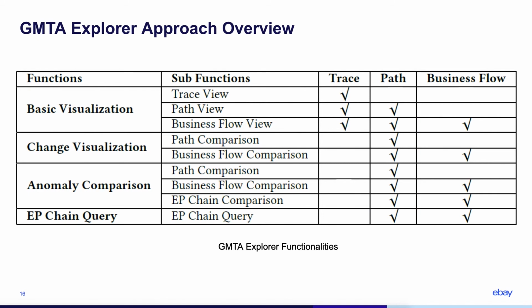After we build the GMTA system, it's time to introduce the GMTA Explorer, which uses the query interface to provide different functions. This table shows 4 main functions of GMTA Explorer and how they use different data. We have basic visualizations that can view a trace, path, and business flow. At the same time, we can detect the change and present it. Also, there's anomaly comparison where we aggregate different paths and business flows and show the error propagation chain. And we can also query a particular error chain by giving an operation or a service name.